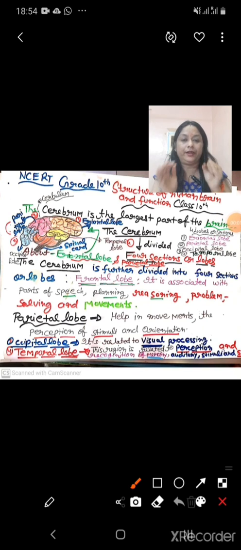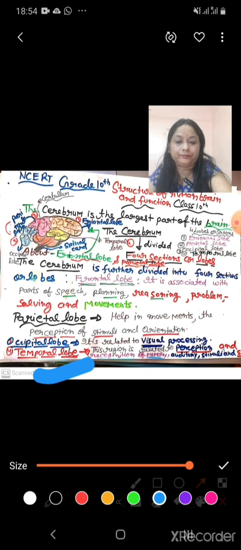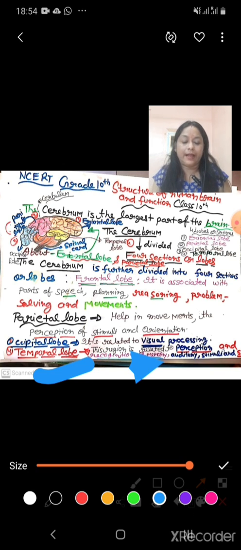This region handles auditory stimuli. In the previous video we already discussed the parietal lobe, frontal lobe, and occipital lobe. Here we are discussing the temporal lobe.